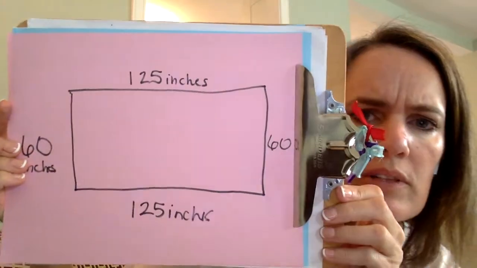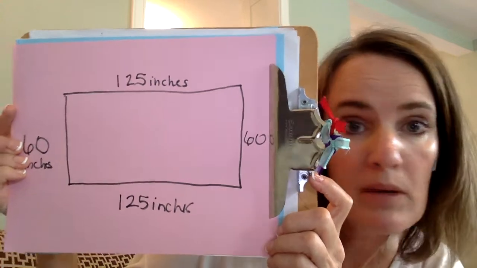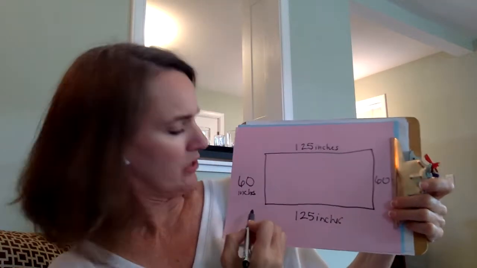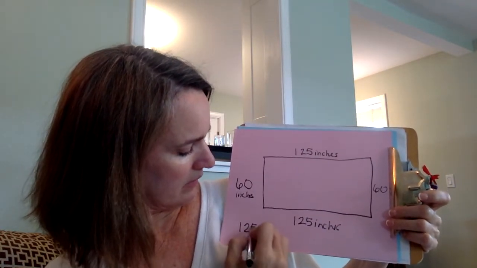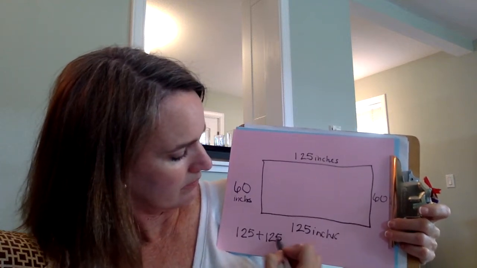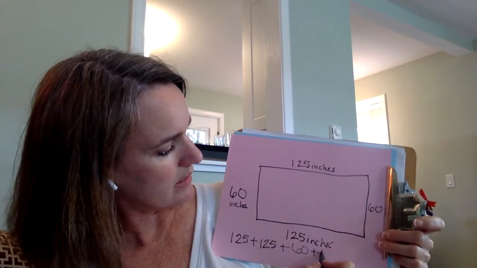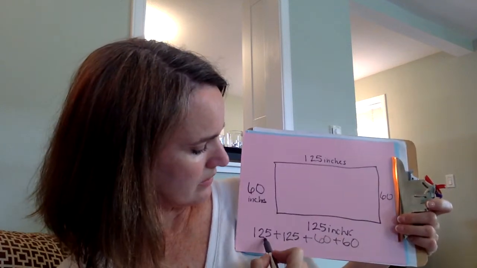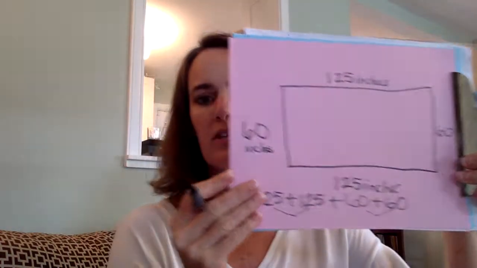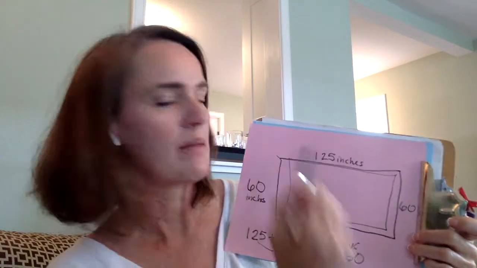Now, how am I going to figure out what the whole perimeter is? Yeah, I'm just going to add those sides together. So I'll have 125 plus 125 plus 60 plus 60. I add those guys together, and I add those guys together, and then I add those two numbers together to get the distance around my shape, the perimeter.